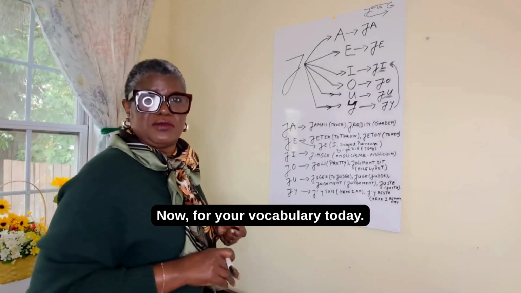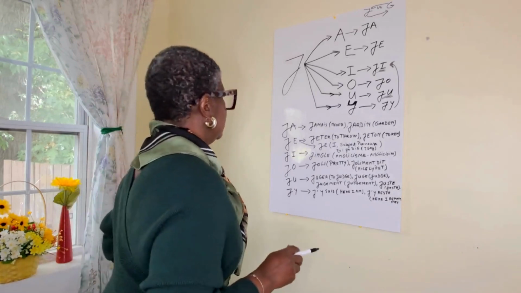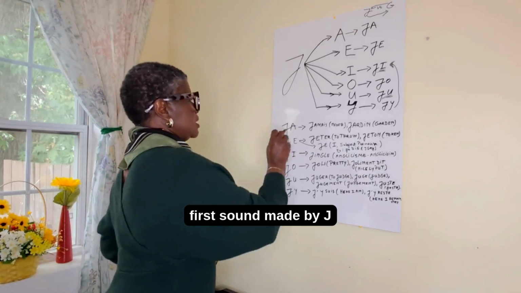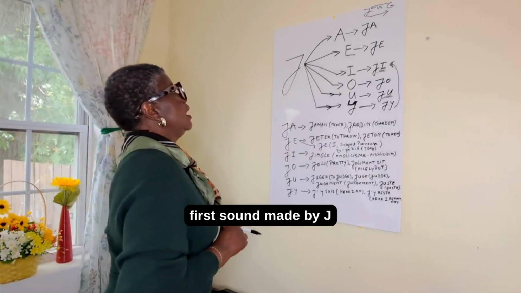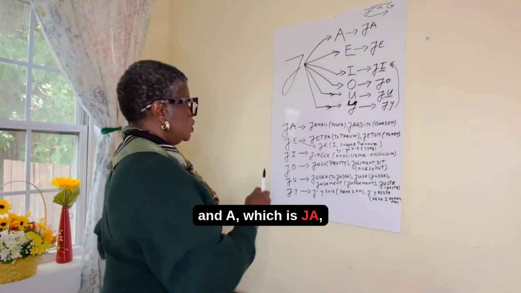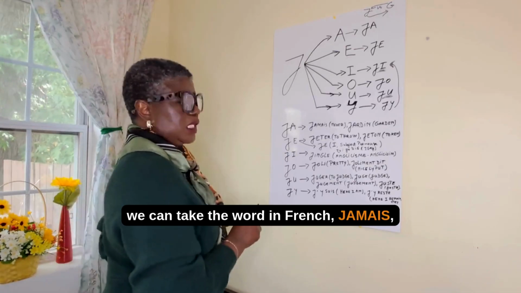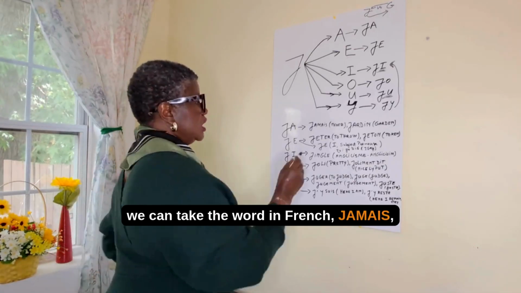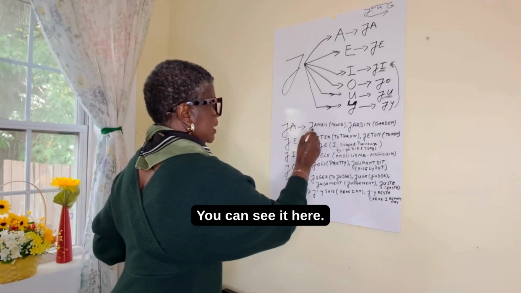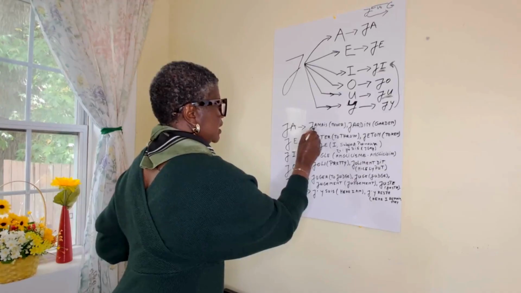Now, for your vocabulary today, the first sound made by J and A, which is ja, to illustrate it in a word, we can take the word in French, jamais. You can see it here.